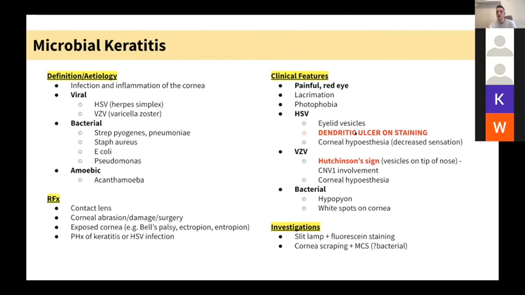So with HSV, we can see vesicles because we know that HSV can cause vesicles. The dendritic ulcer is absolutely the big thing that we can see. So anytime you see that picture, you should know what it is.